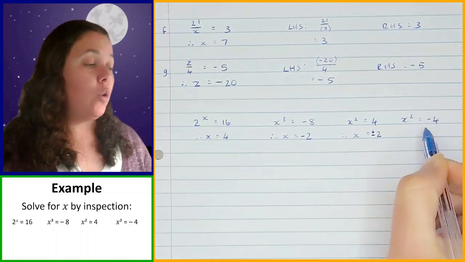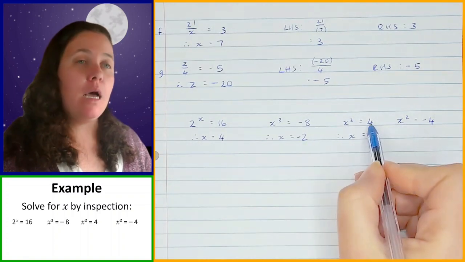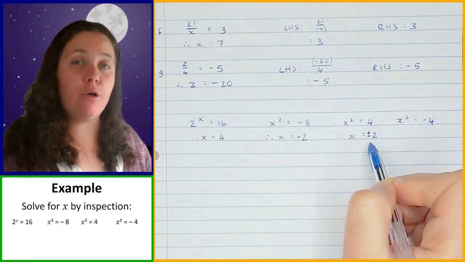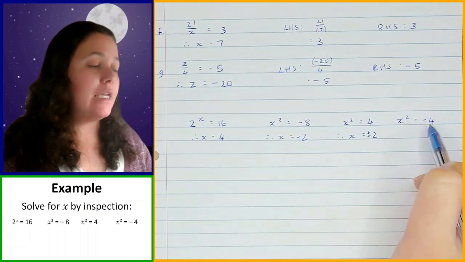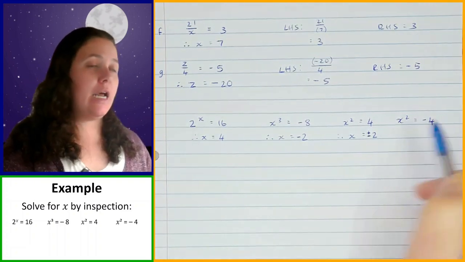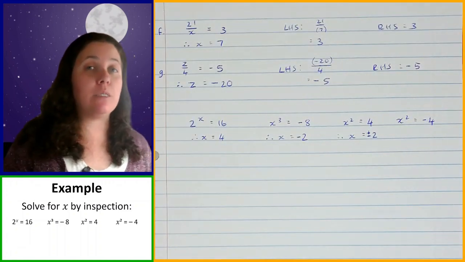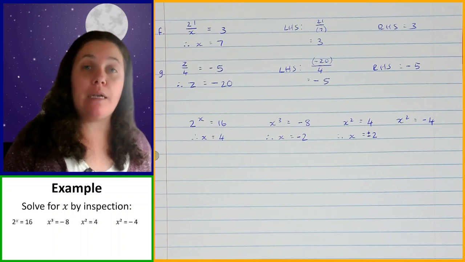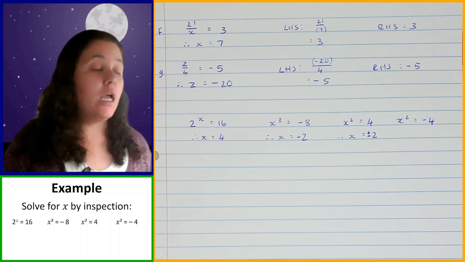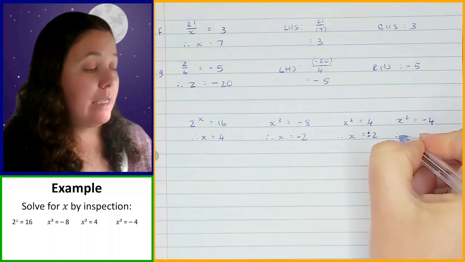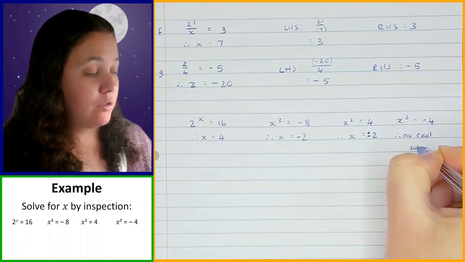So now we know that if I have x squared equal to positive 4, my solutions are either positive or negative 2. But what happens if x squared is equal to negative 4? Now this is saying that I can square something and I can end up with a negative answer. Now that is not possible. I can't square something and get a negative answer. Not with real numbers. Okay? So that means that there is no real solution.